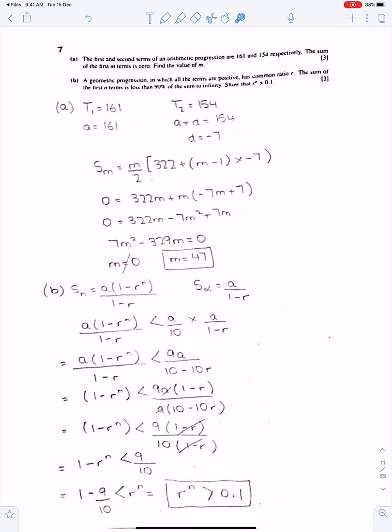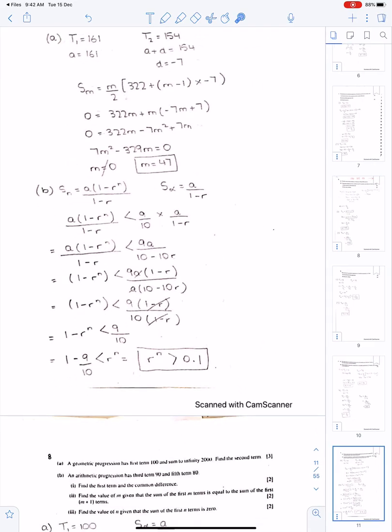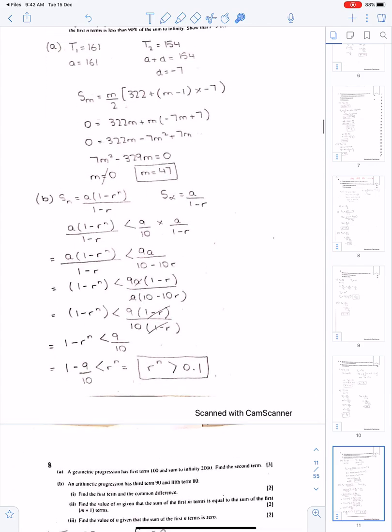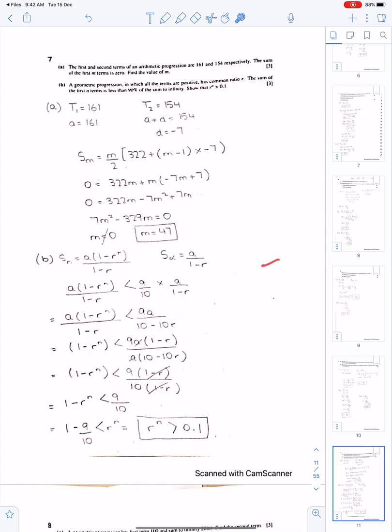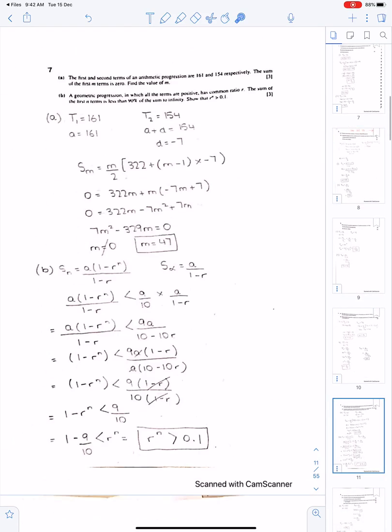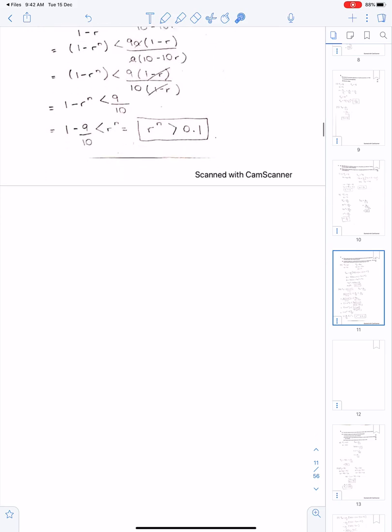Second part, a GP in which all the terms are positive has common ratio R. The sum of the first n terms is less than 90% of the sum to infinity. Now let me solve this question in an easier way. Which page is this? Question 7. Let me add a page here. Now I solve this question here.